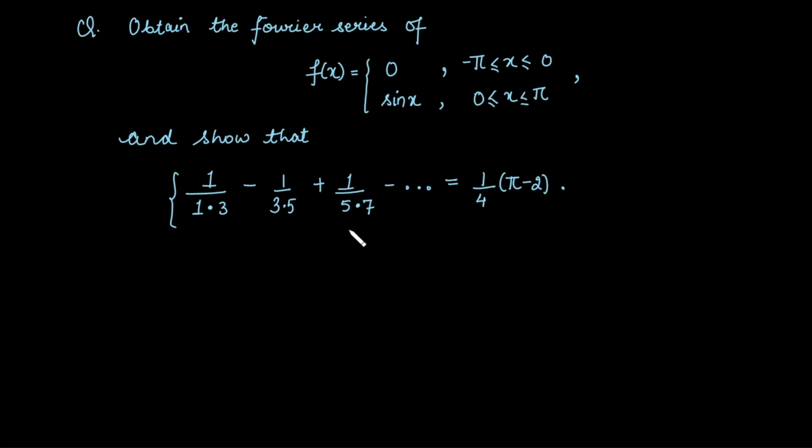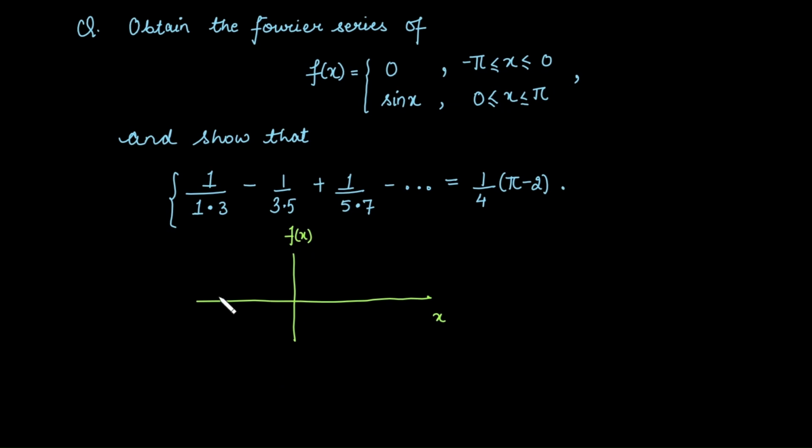We are going to learn how to find the Fourier series of such a function where the function is divided into two parts. In this case, overall the interval is minus pi to pi, but from minus pi to 0 the function value is 0, whereas from 0 to pi the function value is sin x. Before finding the Fourier series, let's observe how the graph of this function looks.